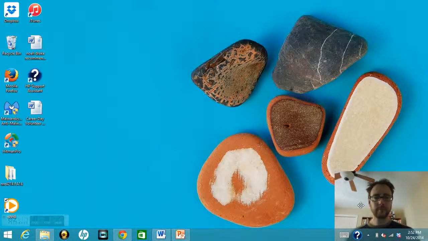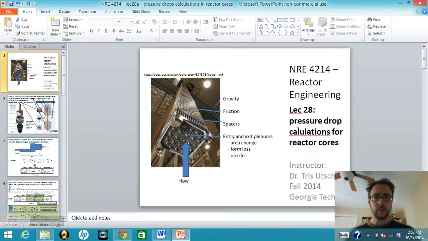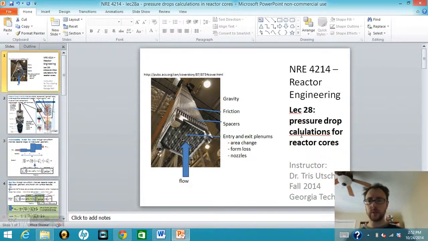Hello there again. Today I'm going to talk to you about pressure drop calculations for coolant flow through nuclear reactor cores. And we're going to be talking about pressure drops that we can calculate due to the gravitational pull on the fluid, and friction as the core fluid flows up along tubes here.